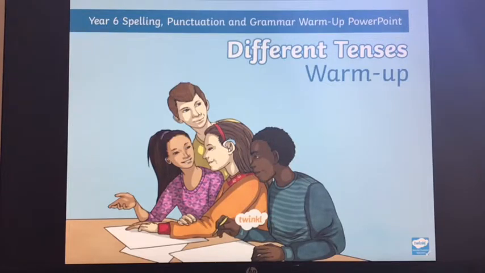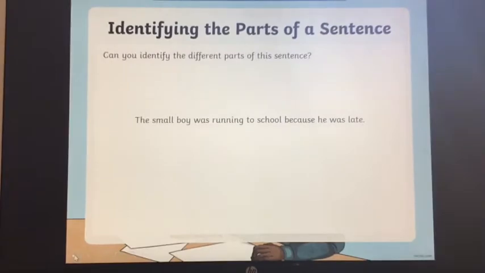That's working out whether the writing here is telling us about something that will happen in the future, something that's happening now, something that's happened in the past, something that's happened in the past and is still continuing. We are going to start by trying to identify the different parts of this sentence. We are going to look at the words and see if we can say which type of word they are. Now, it's a little bit of a tricky one to start with.